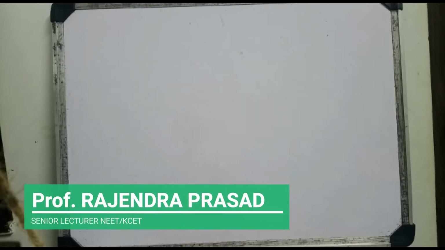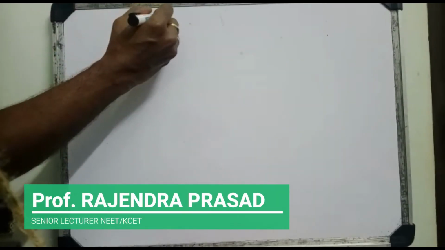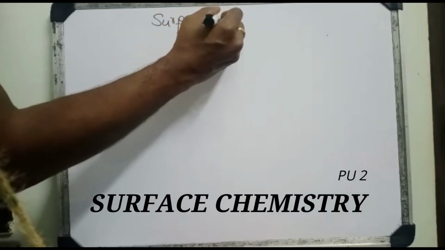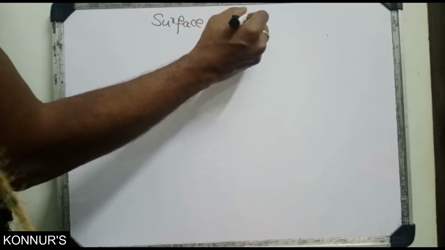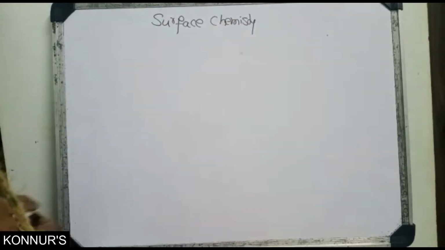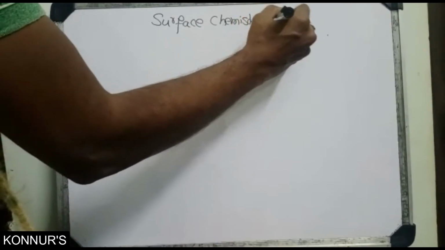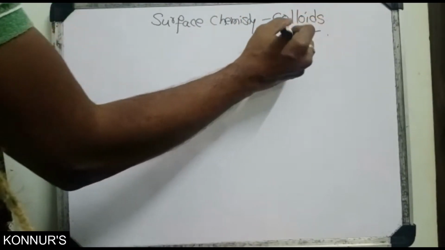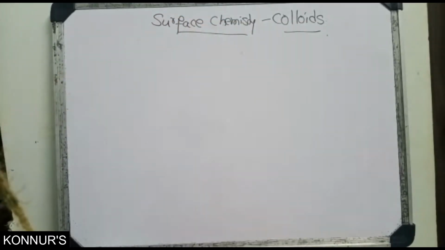So in surface chemistry, what we have completed is adsorption, and the second one, catalysis, is over. Now we are discussing colloids. See, what is the meaning of a colloid?